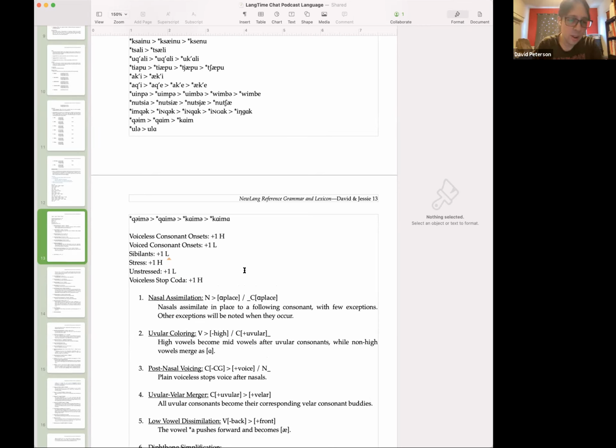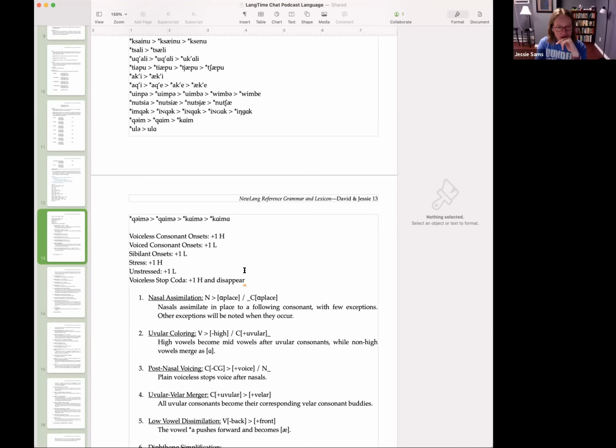Sibilant onsets are going to give us +1 low. Stress is going to give us +1 high. Unstressed is going to give us +1 low. Voiceless stop codas are going to give us +1 high and disappear. So that is what I've got at the moment. And then the question is, do we want to add anything else to this list?